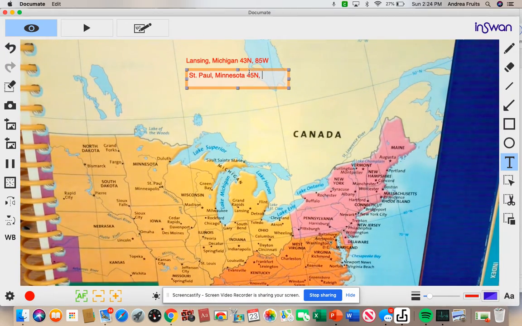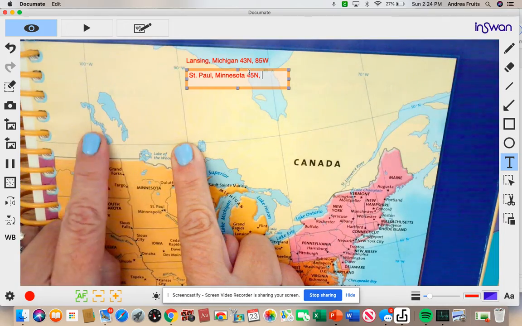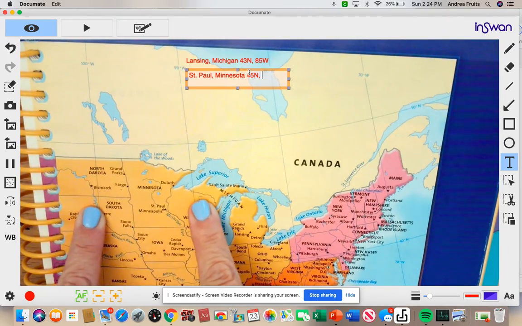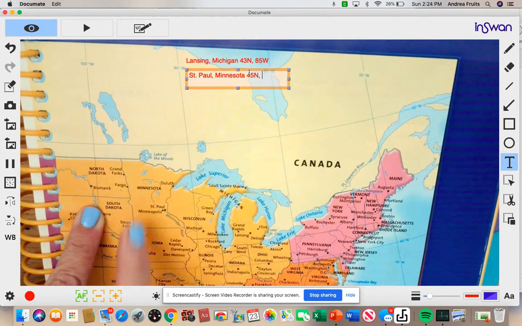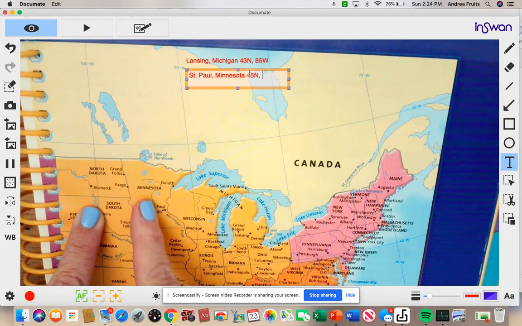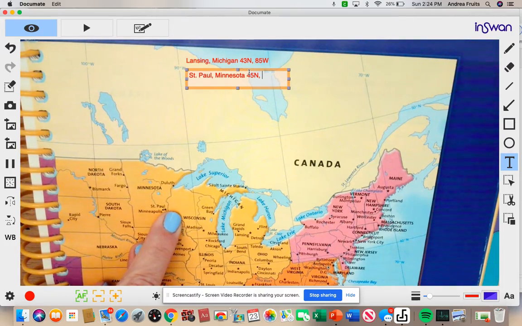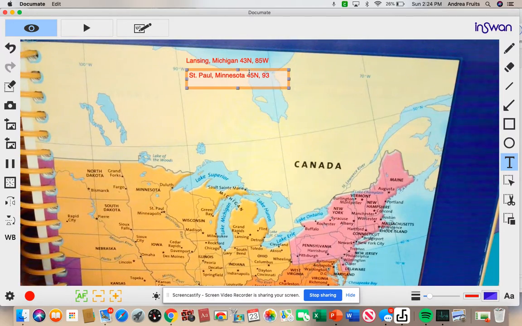And then I have to think again, how many degrees west? If I look up here, I've got 90 degrees and 100 degrees. St. Paul, right here, is between them. So I know it's going to be more than 90, but less than 100. I can imagine that 95 would be halfway between 90 and 100, and St. Paul comes a little bit before that. So I'm going to say it's at 93 degrees west.